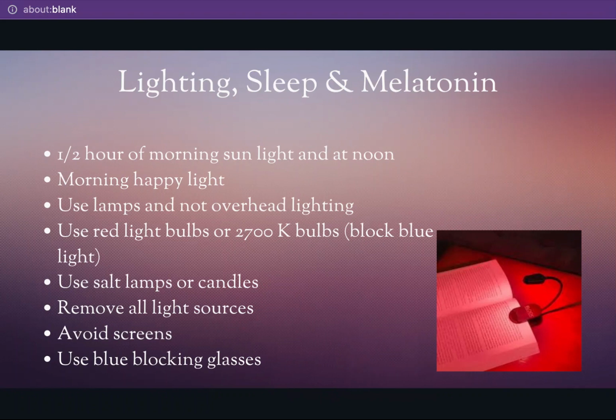If you can't get morning sun, you could do a happy light or a bright light exposure, especially in the wintertime. For people who are prone to depression, having light therapy has been shown to be really beneficial. When you're using a blue blocking light, you want to use lamps instead of overhead lighting. This just has to do with how the pineal gland that releases melatonin is affected by light coming from above versus light that's coming from sort of ambient light.